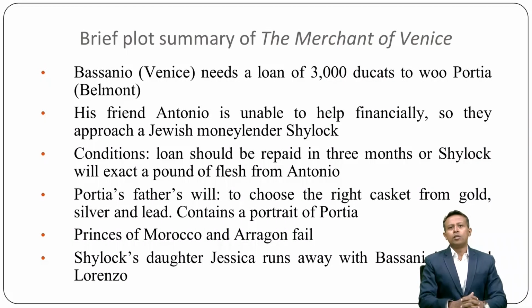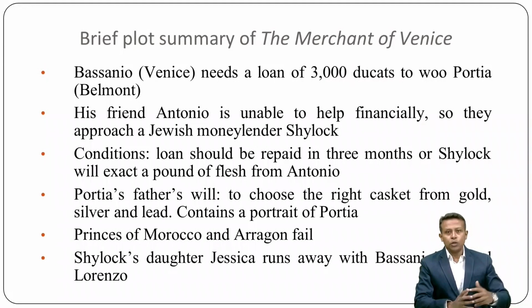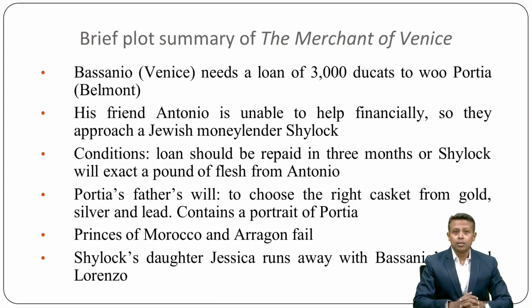We get to know in the play that before Bassanio tries his luck, the Prince of Morocco and the Prince of Aragon come. The Prince of Morocco selects the gold casket, and the Prince of Aragon selects the silver casket. Unfortunately, neither of these caskets contain the portrait of Portia. So they fail in their pursuit to marry Portia.